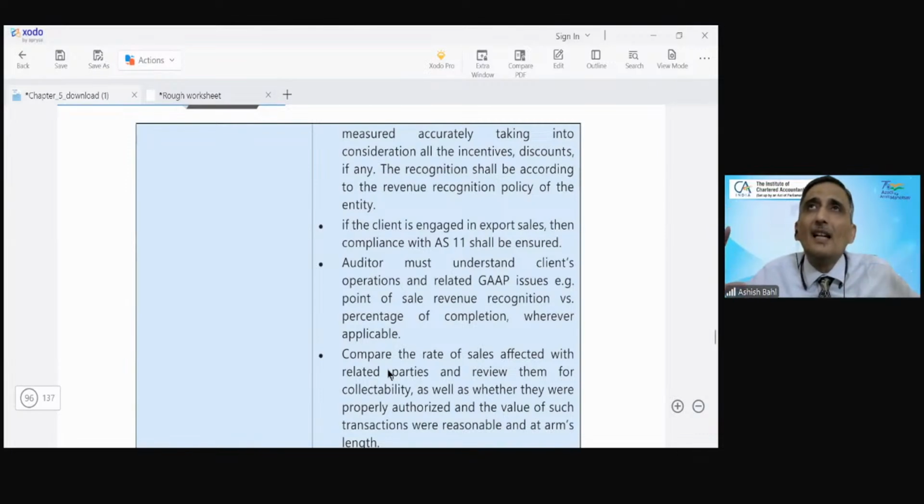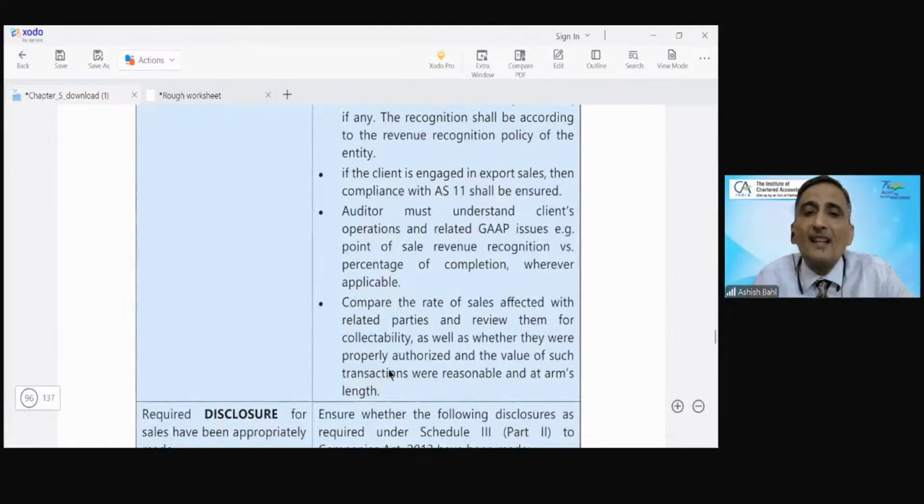Measurement simply means that the amount has been recorded correctly. Okay, so these are a few situations, a few circumstances given.